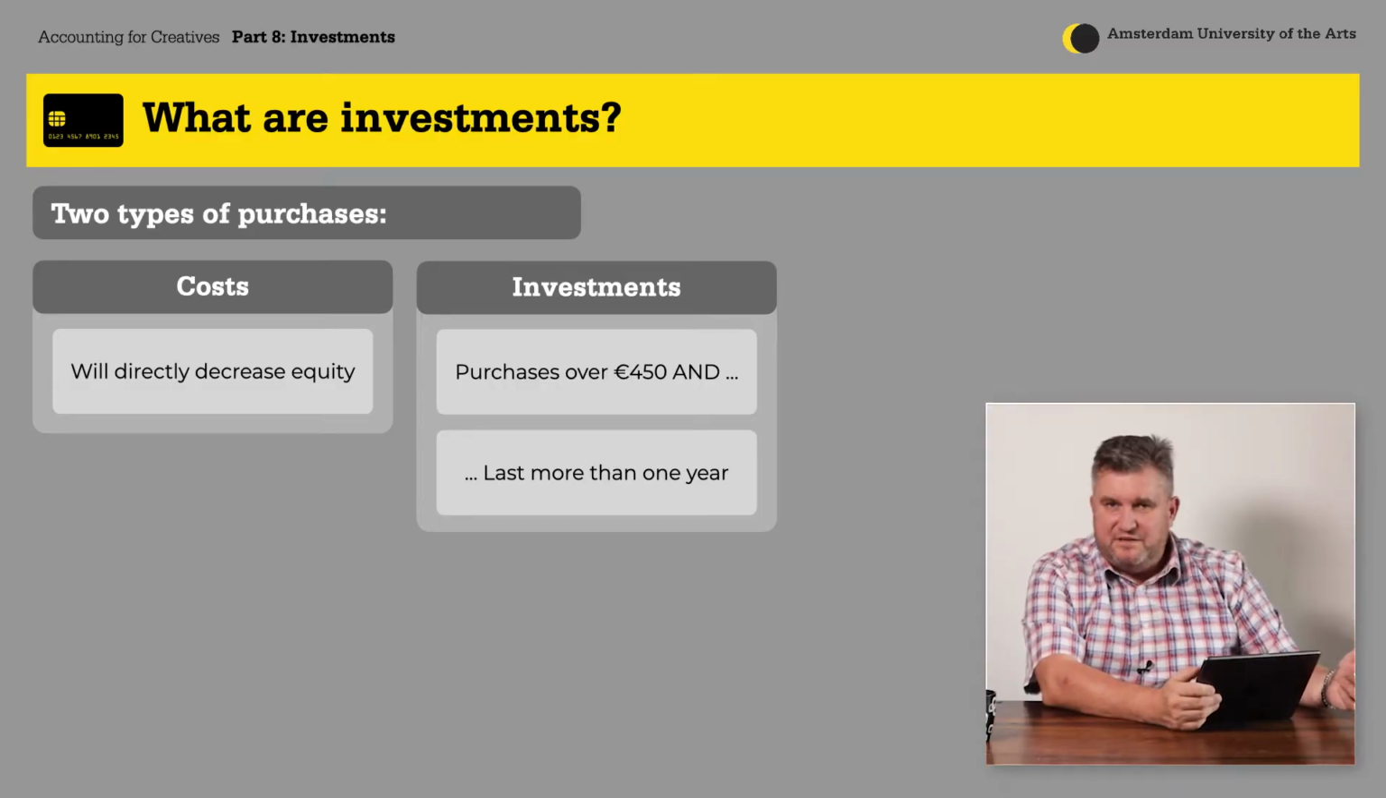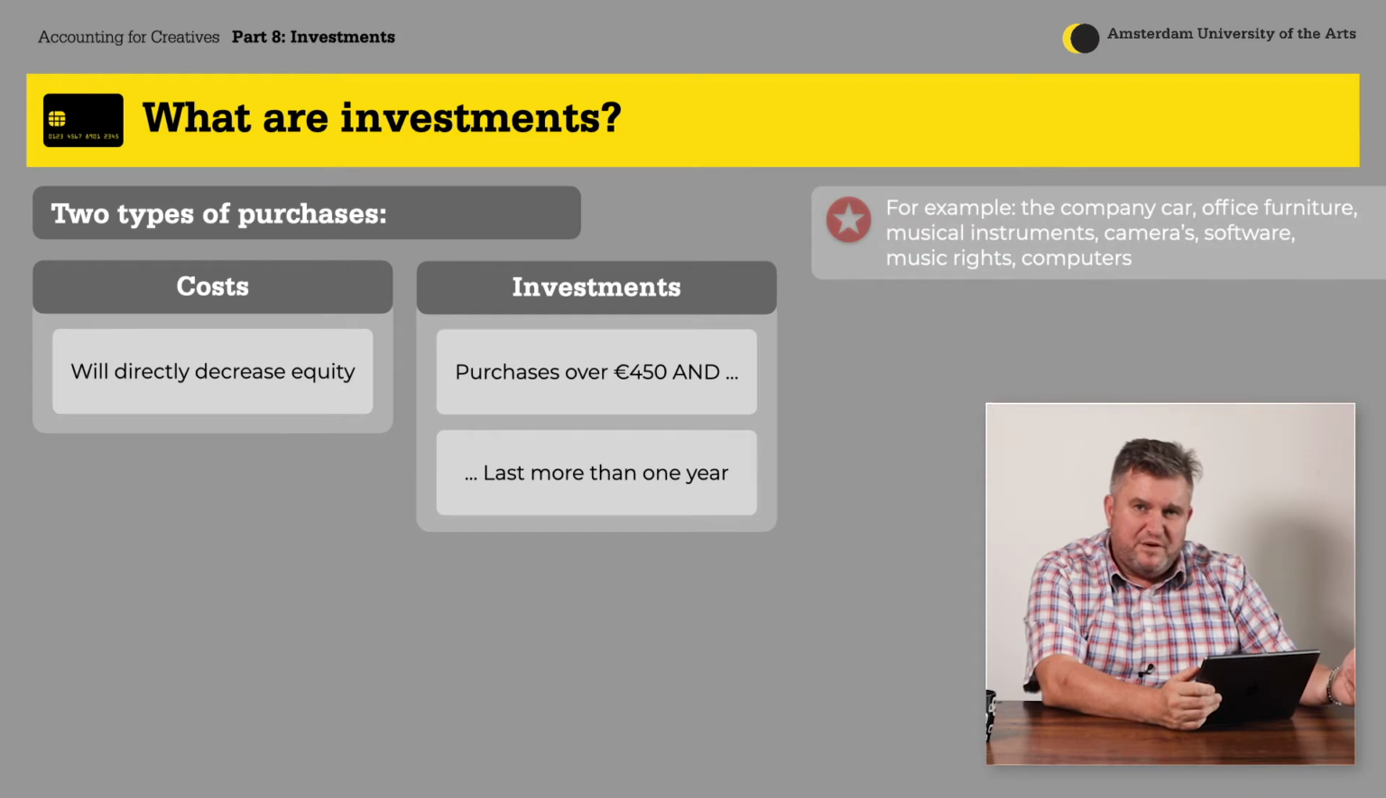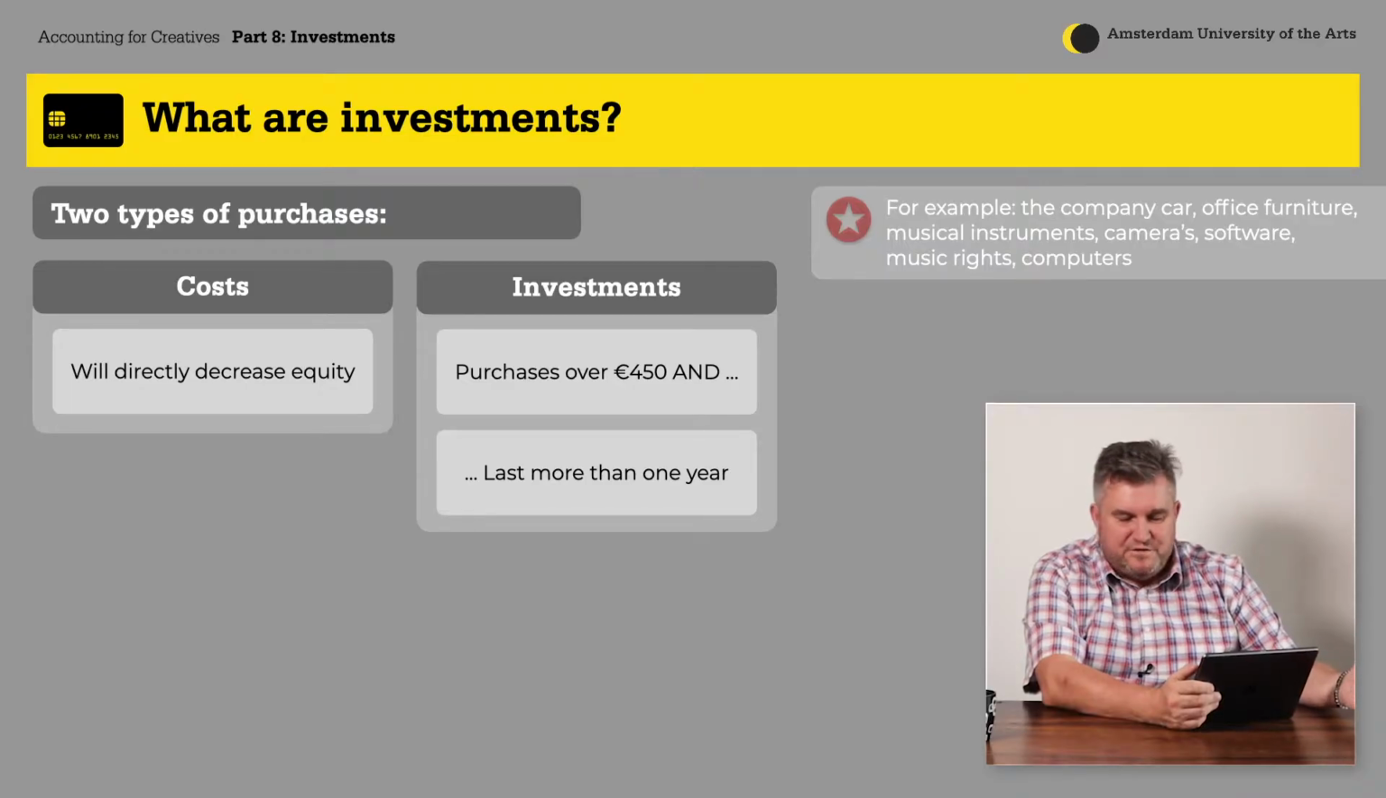So let's have some examples. A company car. If you buy a car, it costs a lot of money and it's not immediately affecting your profit. While you use the car, of course, it will create costs, but just the purchase will not affect the balance sheet equity amount. You can talk about office furniture, musical instruments, and even computers and software. Things that last long and will cost more than 450 euros.